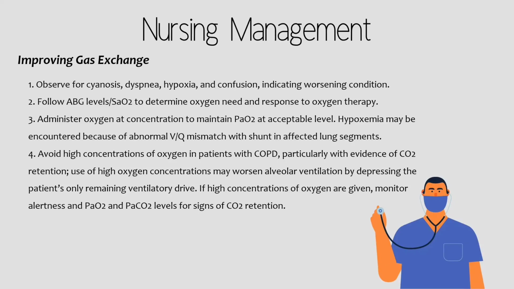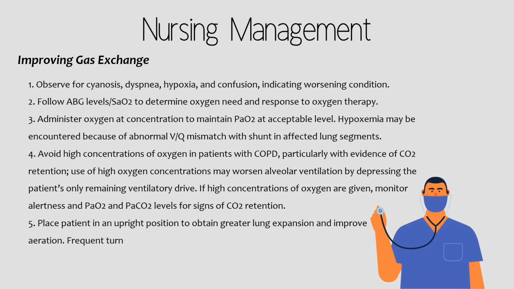If a high concentration of oxygen is given, monitor alertness and partial oxygen and partial carbon dioxide levels for signs of carbon dioxide retention. Number 5 is to place the patient in an upright position to obtain greater lung expansion and improve aeration. Frequent turning and increased activity, up in chair, ambulate as tolerated, should be employed.